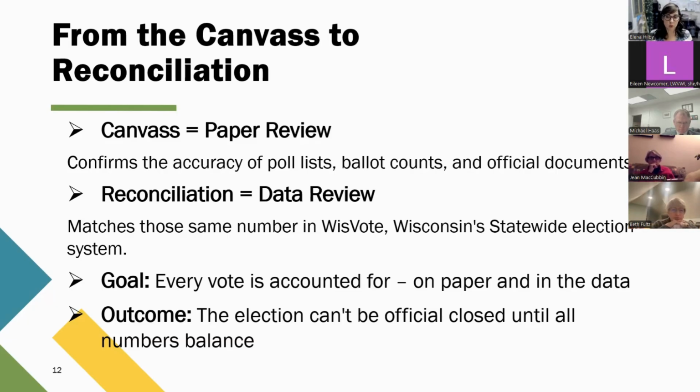And so the clerks are doing this process. If something doesn't line up exactly, it's not ignored, it's explained. Clerks enter notes directly into WisVote documenting why, whether it's a skipped voter number or a tabulator jam noted on the inspector statement. The election can't be officially closed until every number is balanced or every difference is accounted for with a valid reason. That's the safeguard built into Wisconsin's system.